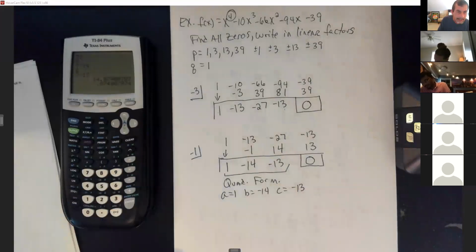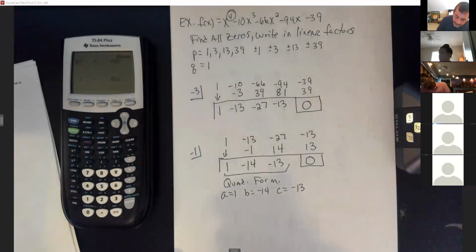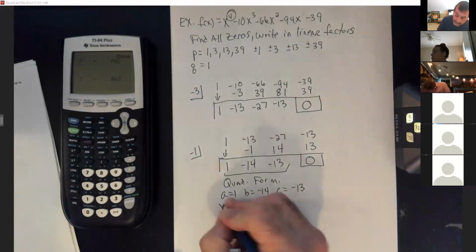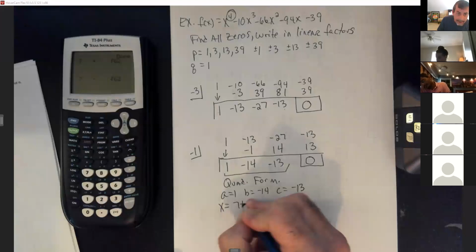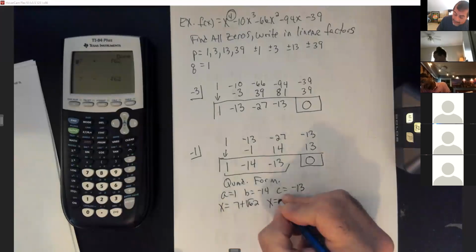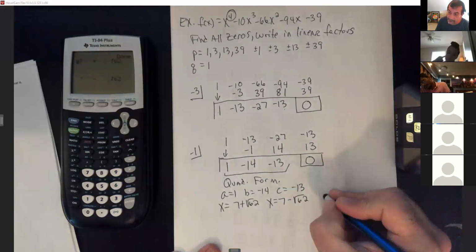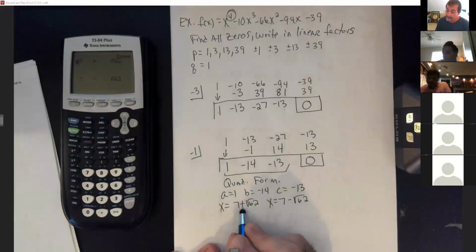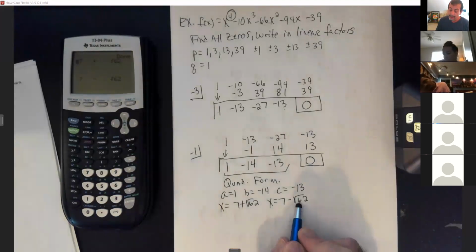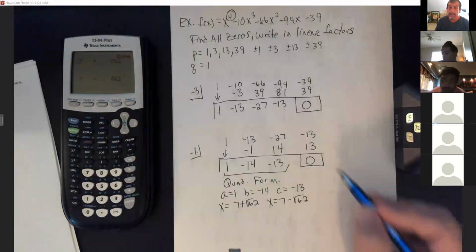So I don't want the decimal, so I hit enter one more time. And it looks like I'm getting x equals 7 plus the square root of 62, and x equals 7 minus the square root of 62. So all 4 zeros would be 7 plus square root of 62, 7 minus square root of 62, the negative 1, and the negative 3, which gives me a total of 4 zeros.